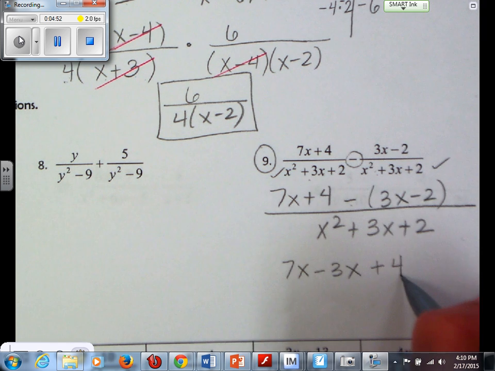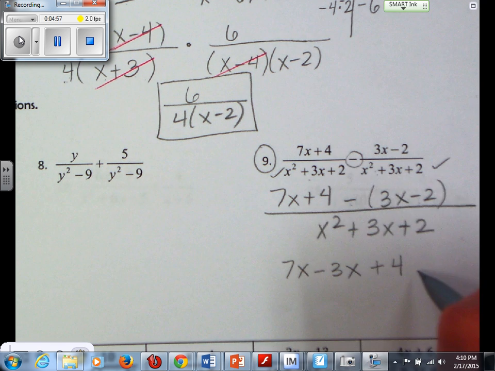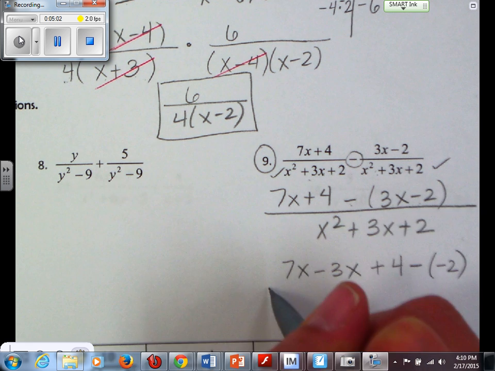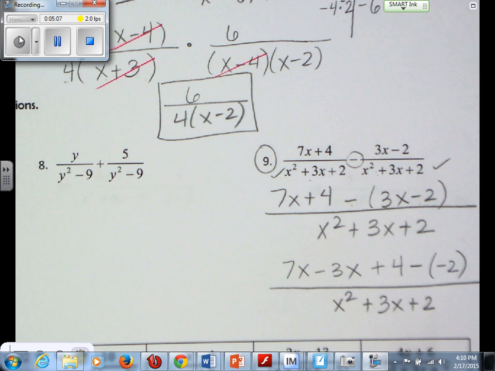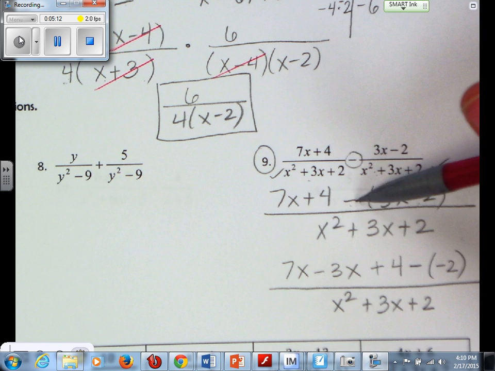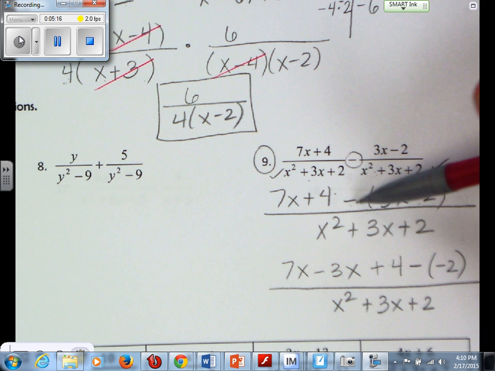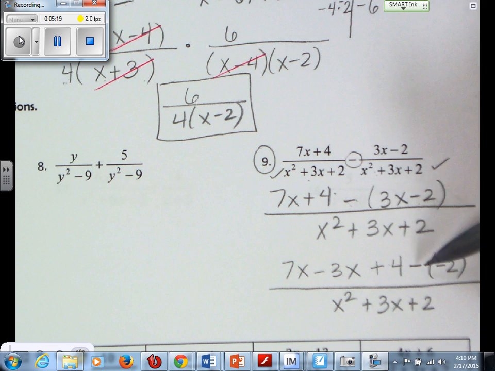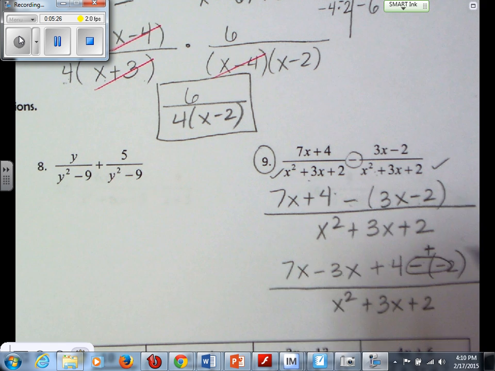Plus 4, what is minus 1 times a negative 2? I'm going to put 4 minus a negative 2. Do you have any questions on that step? Okay, so I had to distribute the negative. So I had 7x minus 3x, plus 4 minus a negative 2. So I put a negative and a negative. Okay, but 2 negatives turn into a positive. So this is really 4 plus 2.